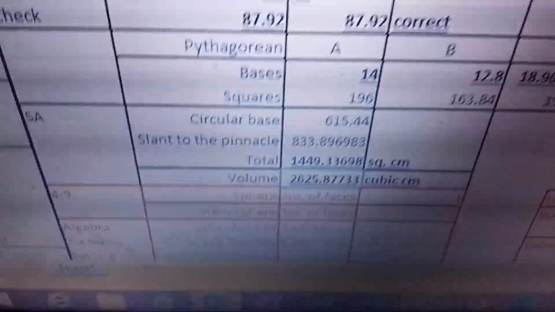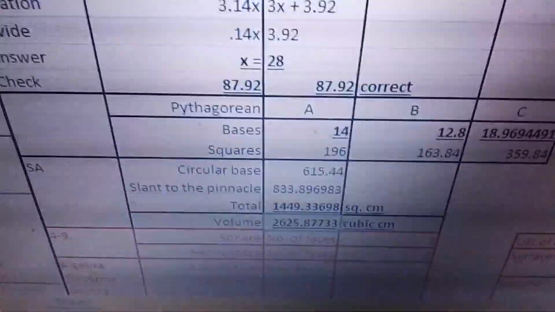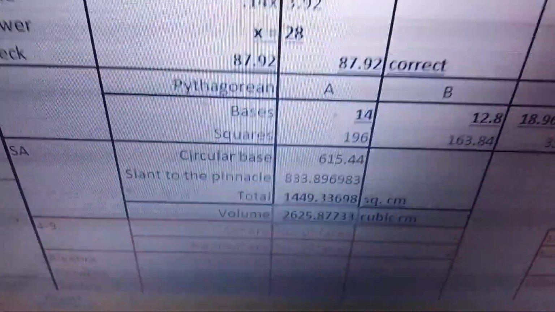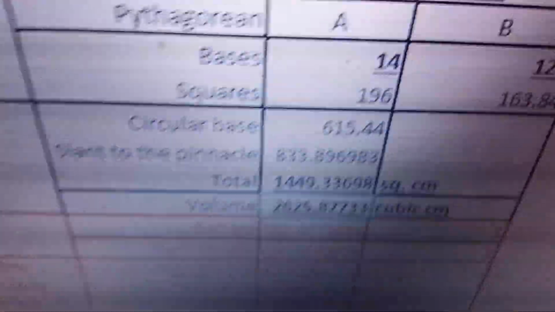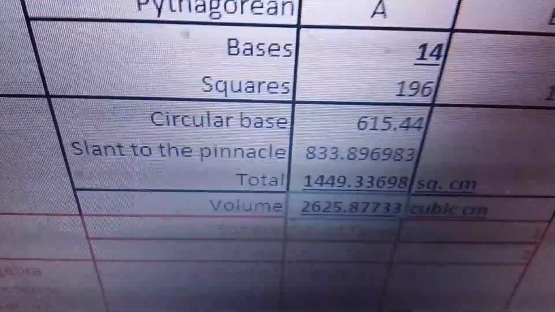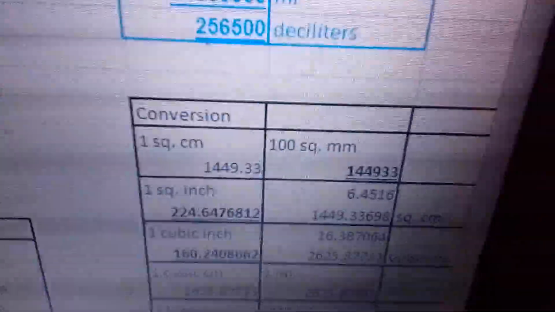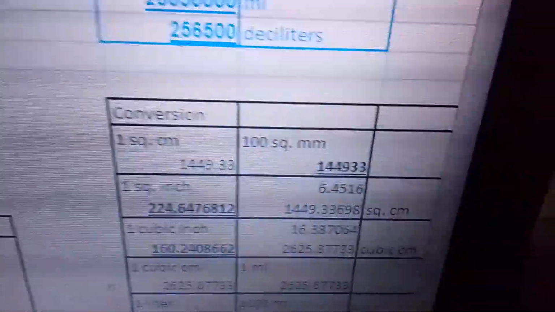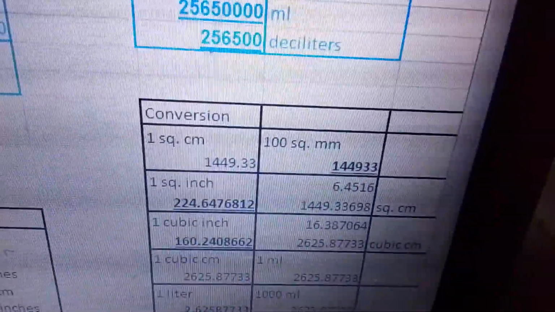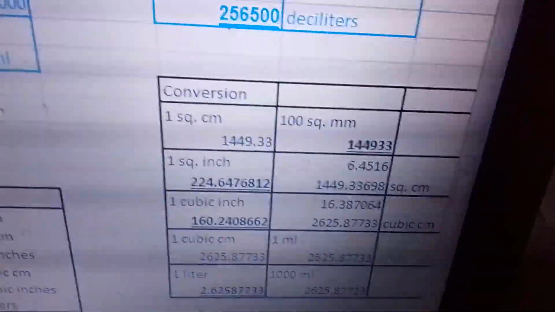To convert that to square millimeters, we know that 1 cm is 10 millimeters. But, because it's square units, we're going to have to square that answer. So that becomes 100. Then we multiply that by 100 by shifting the decimal place 2 places to the right. And we should get 144,933 square millimeters. Alright?